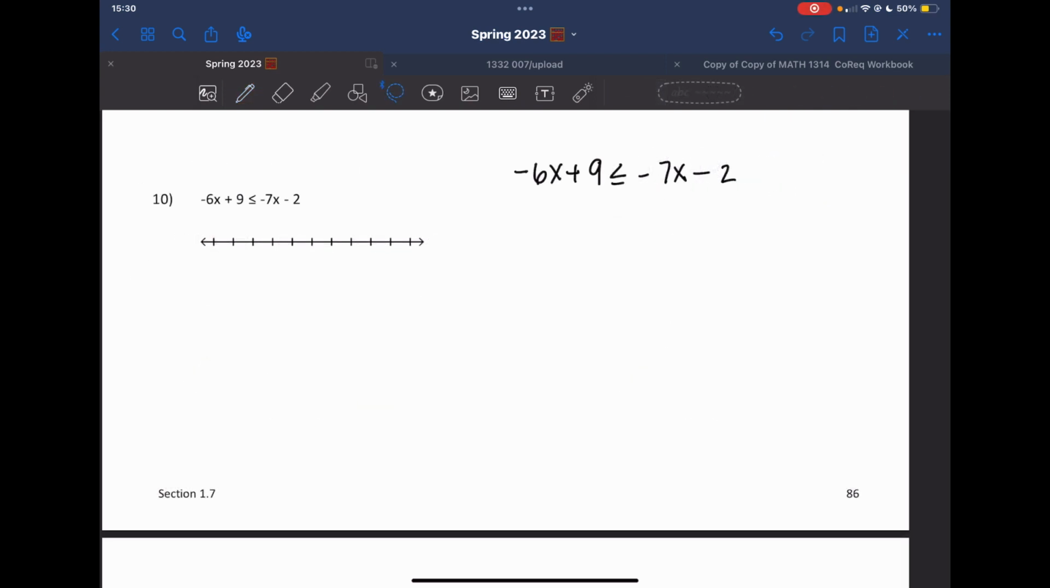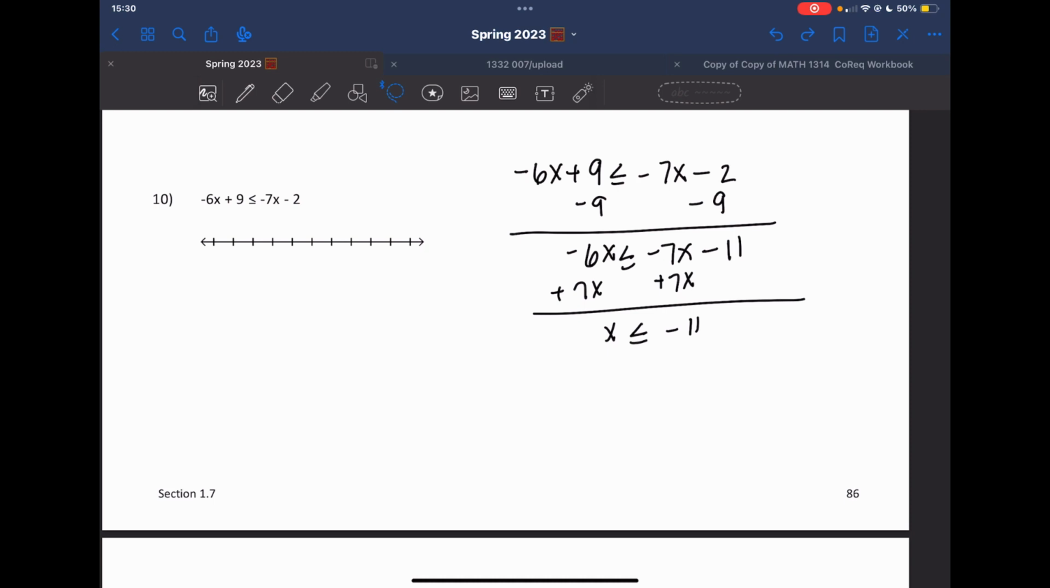We're going to subtract 9 from both sides. And then we get negative 6x is less than negative 7x minus 11. Add 7x to both sides. So now I have x is less than or equal to negative 11. We put it on the number line first. It's going to be bounded at negative 11, but it's going to be approaching negative infinity from the left-hand side, and it stops at negative 11 to the right. And then with the interval notation, it's going to be negative infinity, comma, negative 11 bracket. So again, each one of these is your solution.